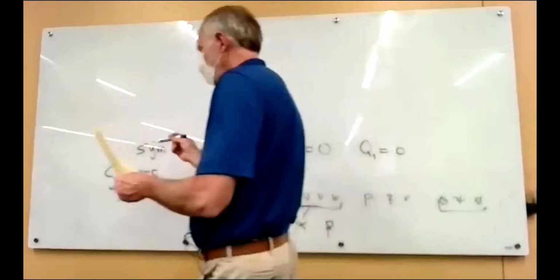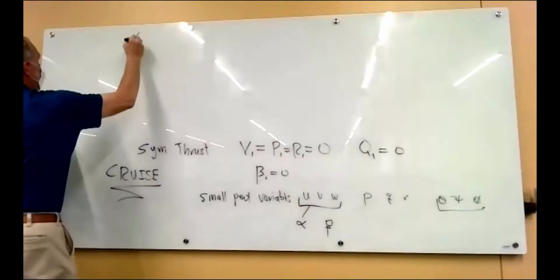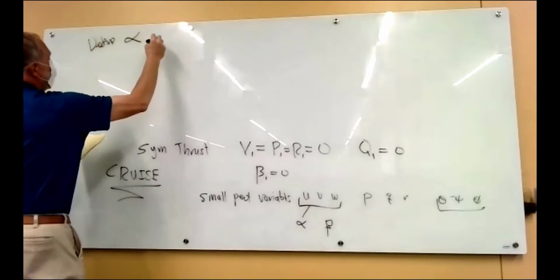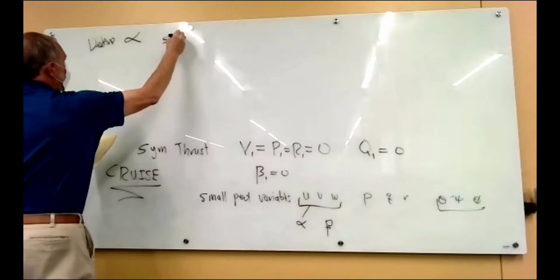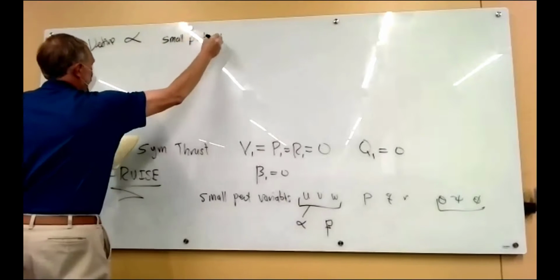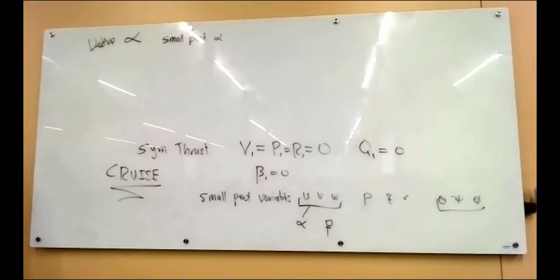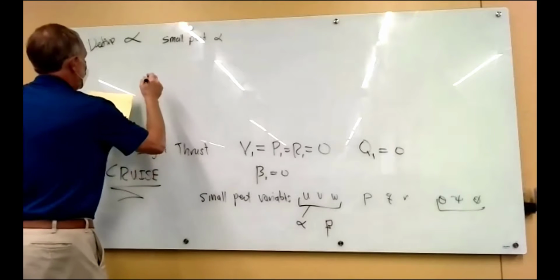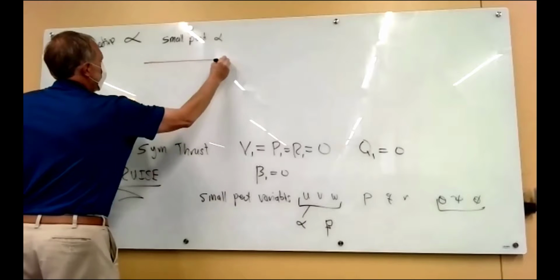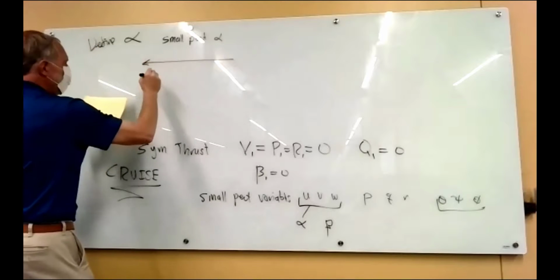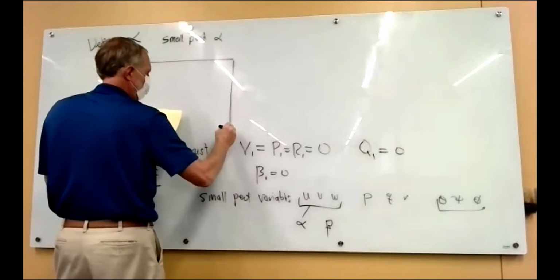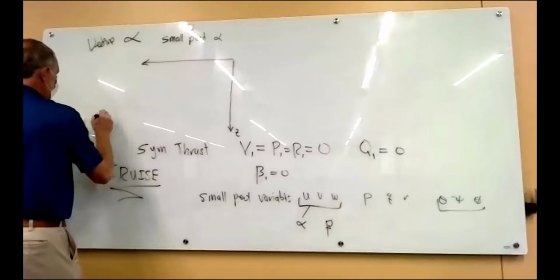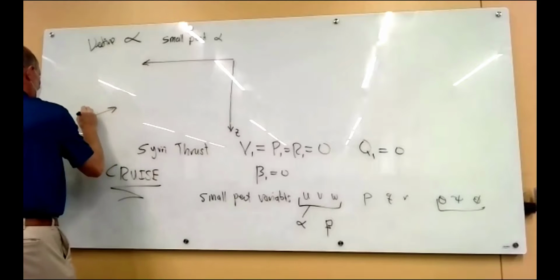So draw this picture with me. We're going to define alpha. And remember, this is not alpha 1. This is the small perturbation alpha, although along the way you'll see alpha 1 as well. So draw the x-axis, body fixed axis that way, and draw z down. And then draw the relative wind coming in like this.